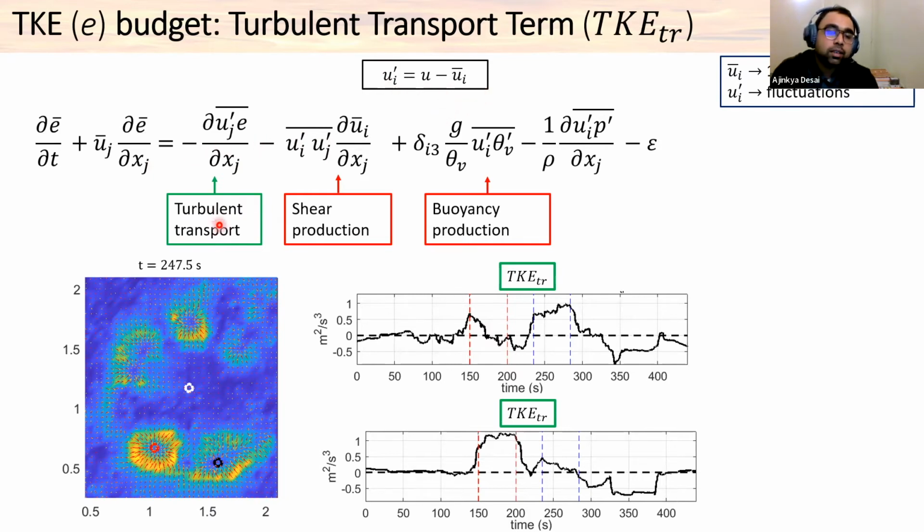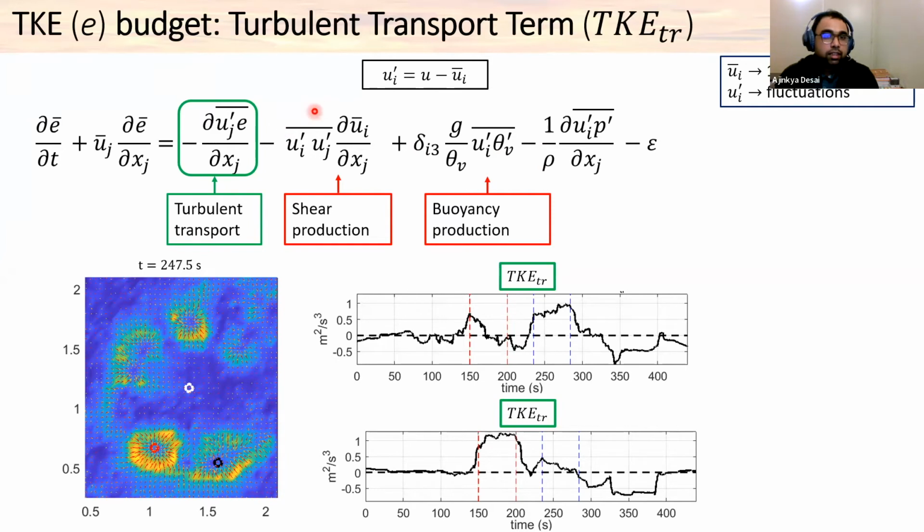Then you can use that to compute the turbulent transport term of the TKE budget equation. This term represents turbulent transport, if E is the TKE. And this represents the shear production term. This represents the buoyancy production term. Now, for the buoyancy production term, which includes temperature, theta, temperature and temperature fluctuations, we don't have data for temperature fluctuations of the air. We have data for surface temperature. So at this point, we are not able to calculate the buoyancy production term.